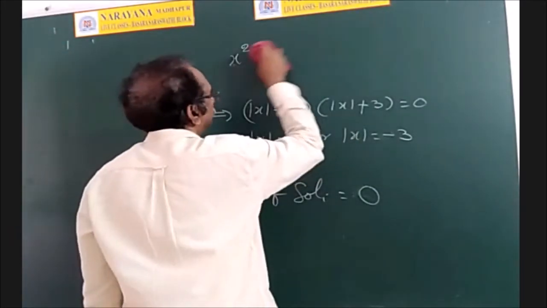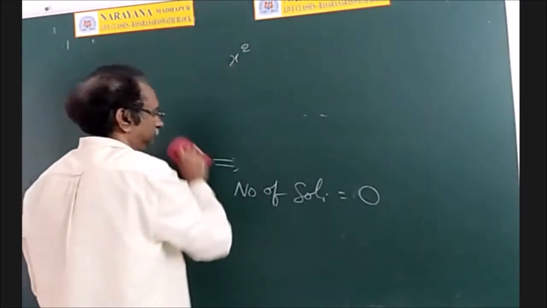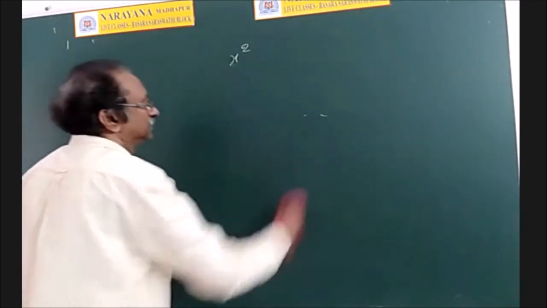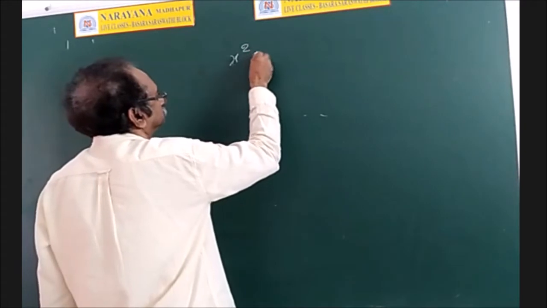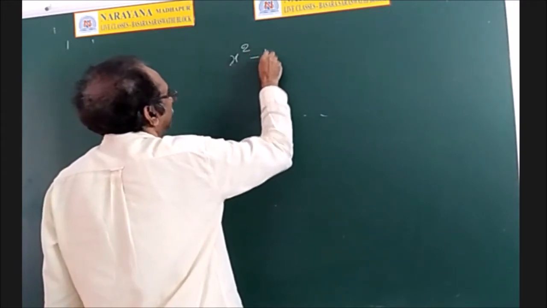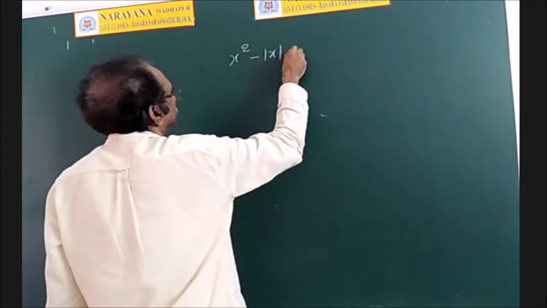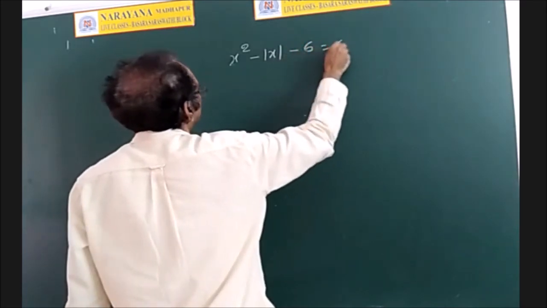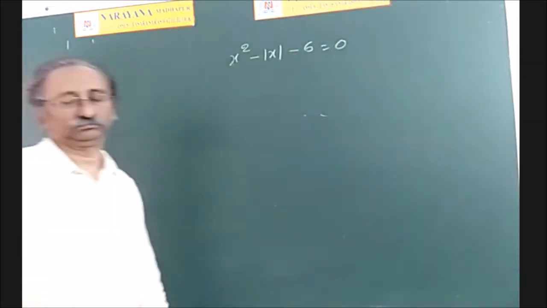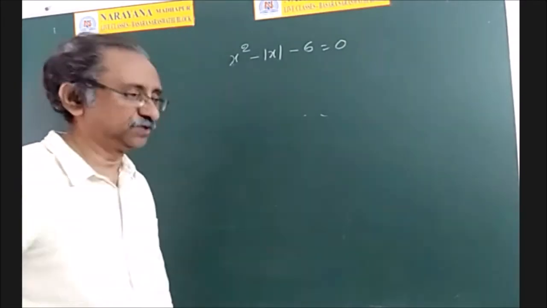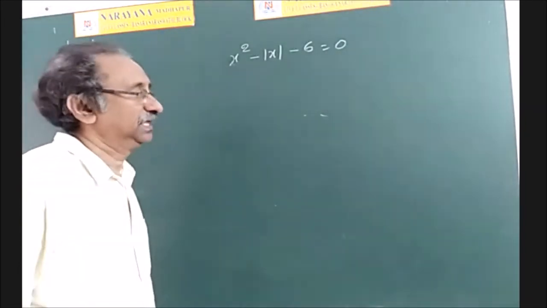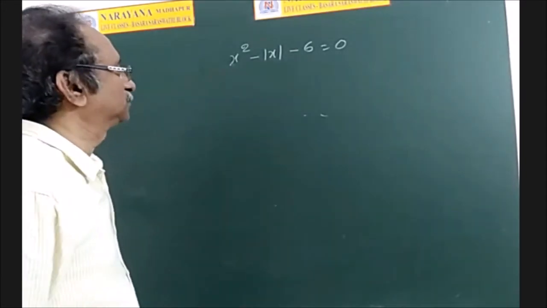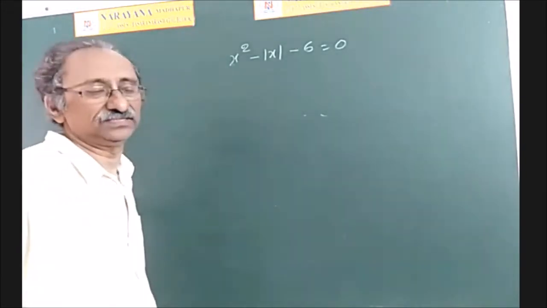Now do this one. x square minus mod x minus 6 is equal to 0. Now do this problem. Find the number of solutions of x square minus mod x minus 6 is equal to 0.